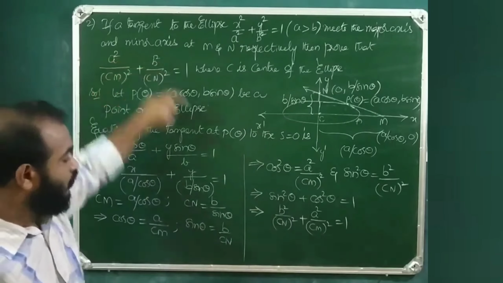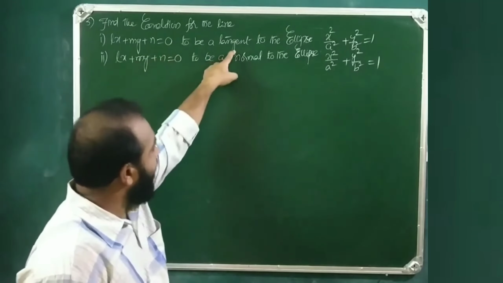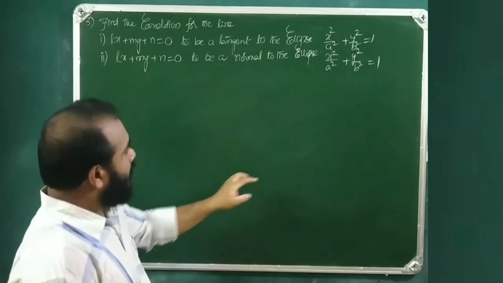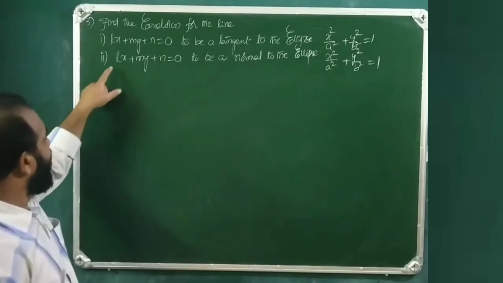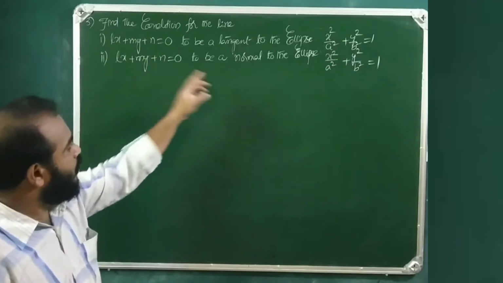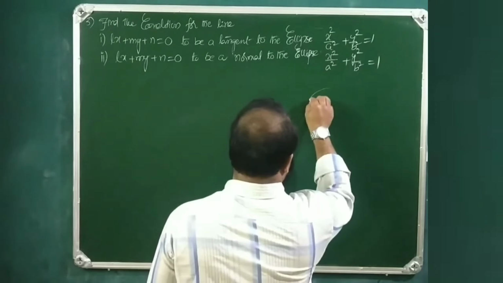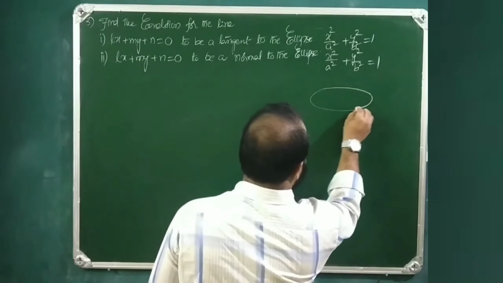Find the condition for the line lx plus my plus n equals 0 to be a tangent to the ellipse x square by a square plus y square by b square equals 1. Second, for lx plus my plus n equals 0 to be a normal to the ellipse x square by a square plus y square by b square equals 1. So let us suppose that this is our ellipse.